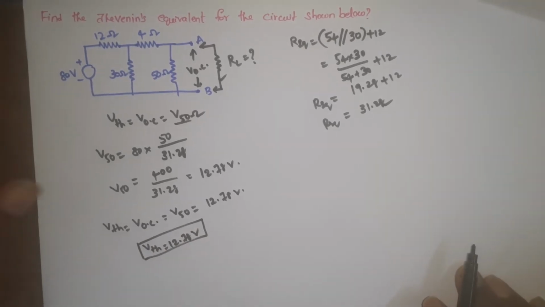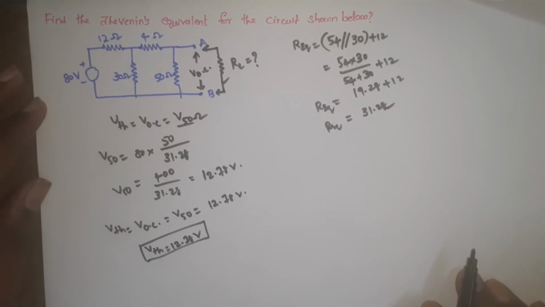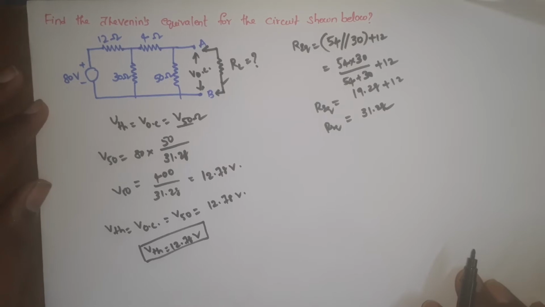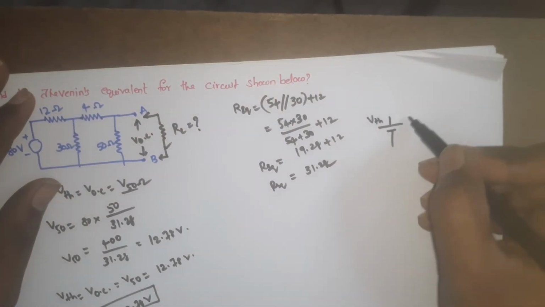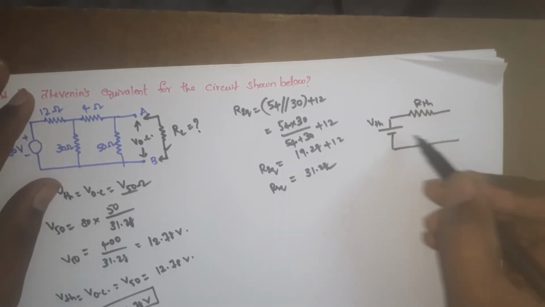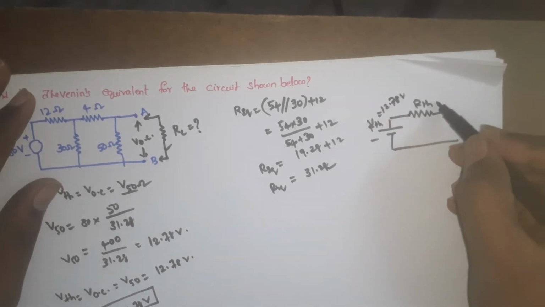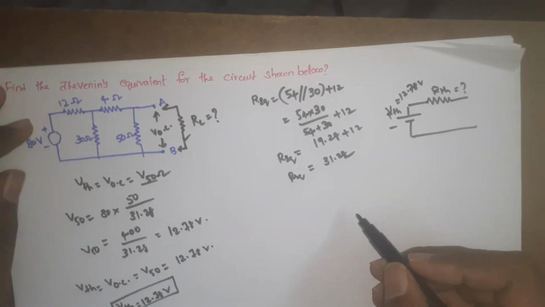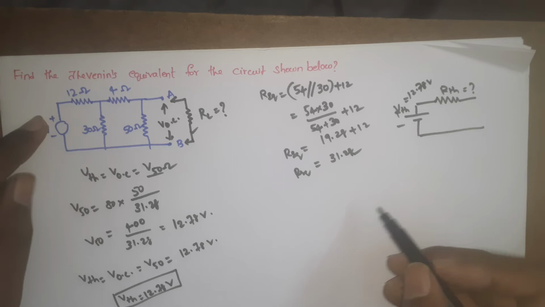And what about the R equivalent? What is our Thevenin's theorem statement? Whatever voltage sources and current sources are present in a linear network are all replaced by a single voltage source, that is VTH, with a series connected resistance across it, which is known as RTH. We already found the VTH, 12.78 volts. What about the RTH? To find the RTH, we make all the internal resistances of the sources present in the circuit zero.